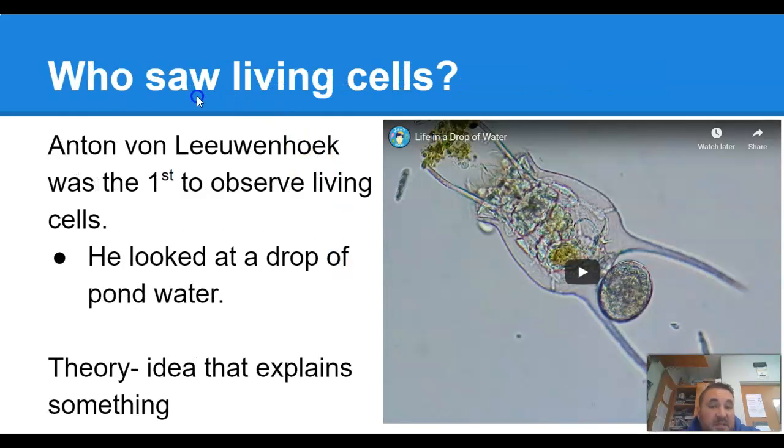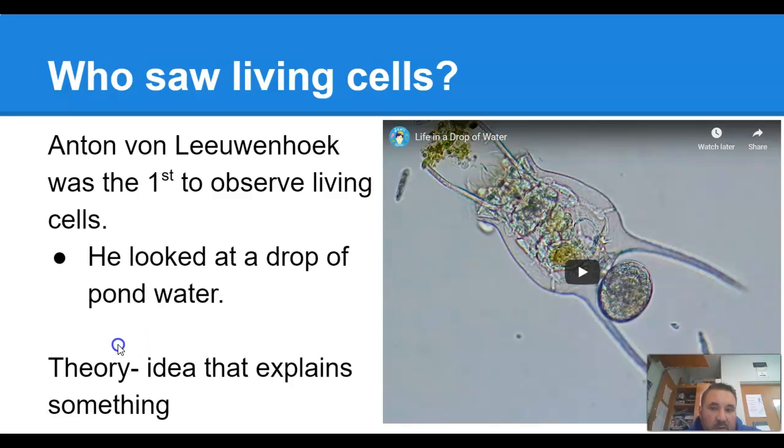Who was the first to see living cells? A gentleman by the name of Anton von Leeuwenhoek. Leeuwenhoek was a Dutch lens maker, and he made all kinds of microscopes, and his microscope kind of looked like a tiny little paddle. But it did work. When he looked at pond water and teeth scrapings, he named what he saw, which was actually bacteria, animalcules, because he thought they looked like tiny little animals.